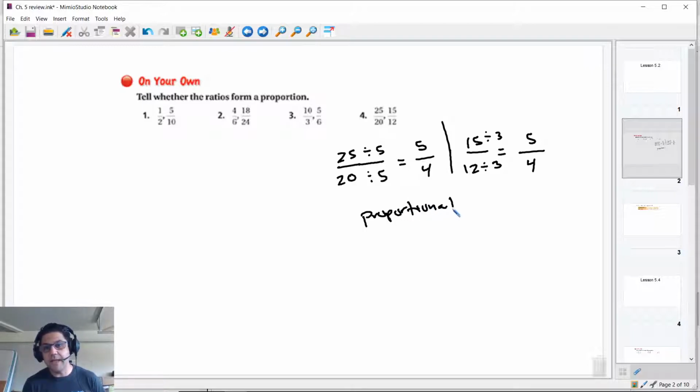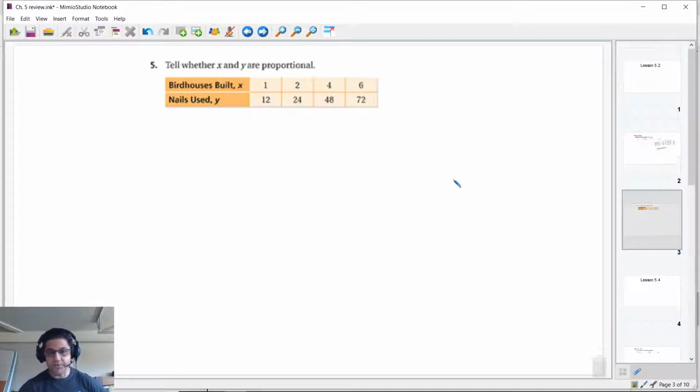And proportional, again, means that it has an equivalent fraction. Now, with the graphing information, we'll talk about that a little bit later when it's proportional with a graph. But again, right now, just trying to get them into equivalent fractions.